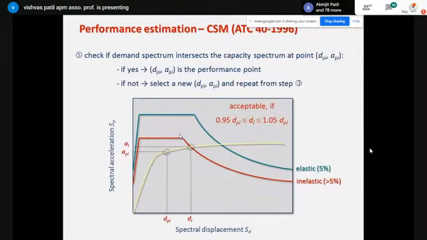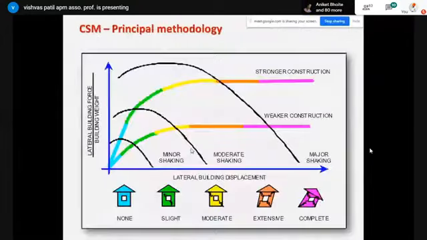Okay, then next, this is the reduced demand curve and this is our capacity curve. Wherever there is an intersection, it is called the performance point. So what is the outcome of the capacity spectrum method? To know the performance point. To estimate a performance point, the capacity spectrum method is required. So this is the performance point: the intersection of the demand curve and the capacity curve.